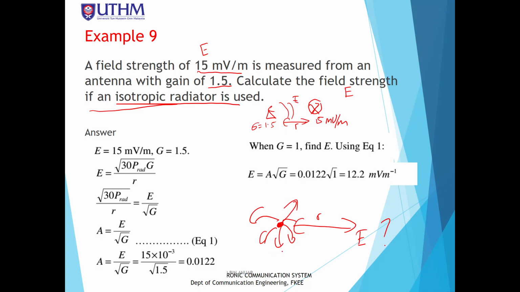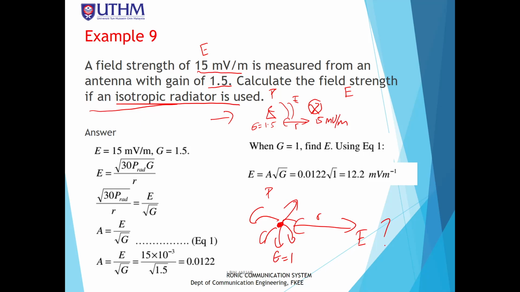Remember for isotropic, the G will be equal to 1, and for the real antenna the gain will be 1.5. In this case, don't be confused because it is not mentioned here whether this is a GP or GP, so we are not sure about that. Let's say we are using the same amount of power. How much can we achieve the E field at the same distance?